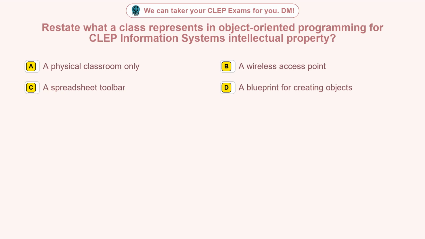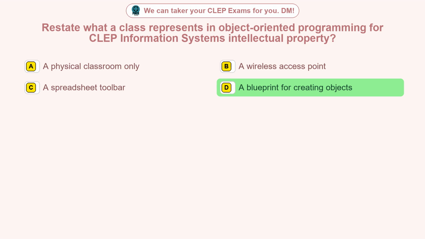Question 91. Restate what a class represents in object-oriented programming for CLEP Information Systems intellectual property. Option A. A physical classroom only. Option B. A wireless access point. Option C. A spreadsheet toolbar. Option D. A blueprint for creating objects. The correct answer is option D.